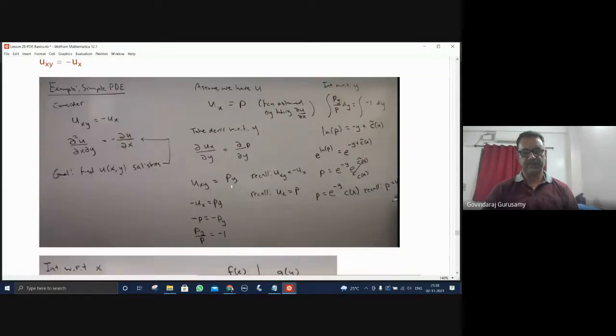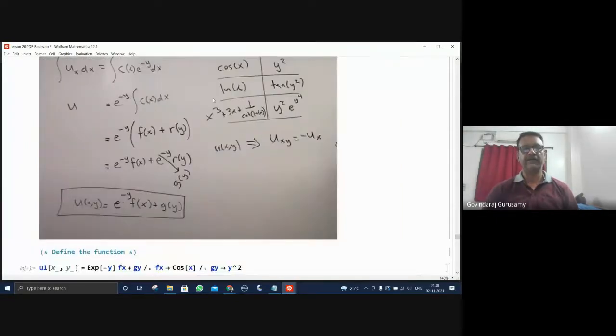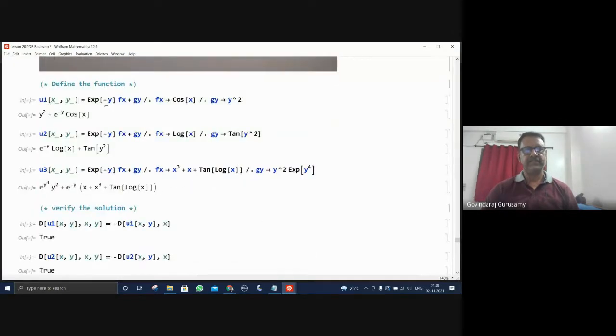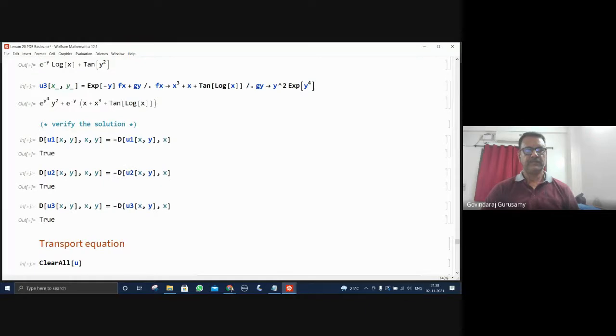Method of evaluation has been given. Get the solution, which I have already given in printed form, and the handwritten form is also available. Then u1 of x is f of x g of y, cos x y square. u2 is log x, g of y is tan y square. Here again, f of x g of y is x cube plus x, and g of y is y square e power y power 4. Substitute, x and y satisfy true. And not only that, you can have a linear combination of these that will also satisfy that equation.